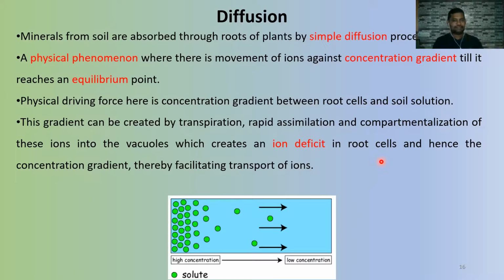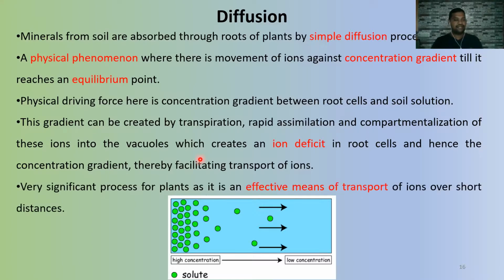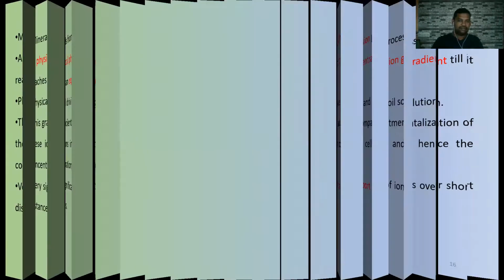Because of that, water with the minerals enters the root hair. The concentration gradient is necessary. Diffusion is therefore a very significant process for plants because it is a very effective means of transport over short distances, that means from the soil to the root hair. That is very important for diffusion.